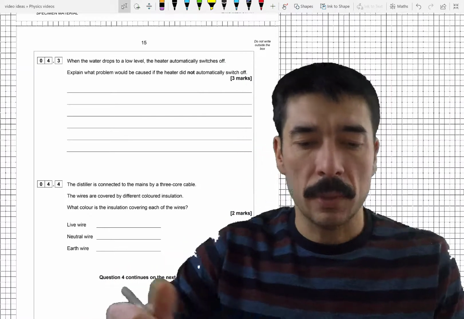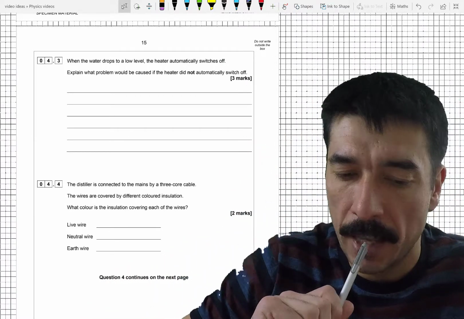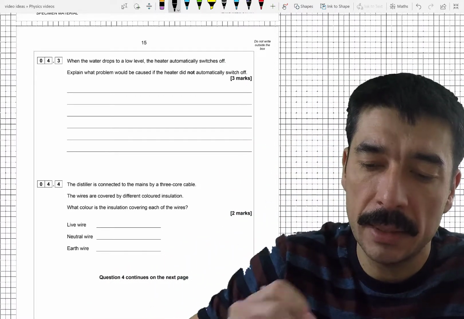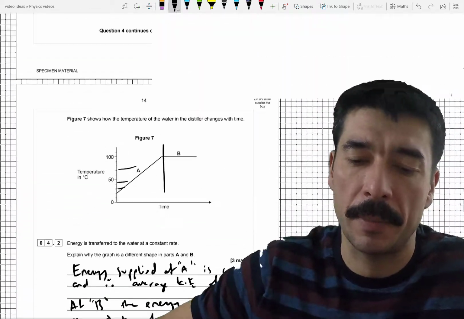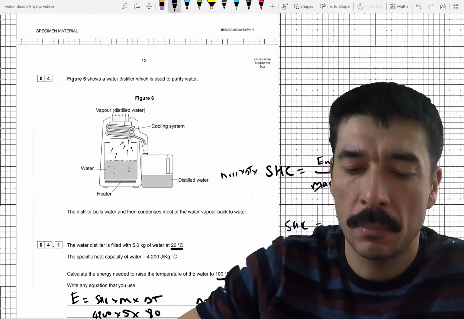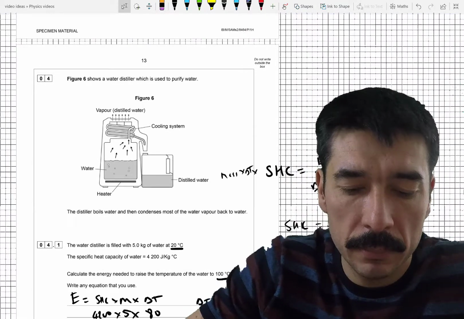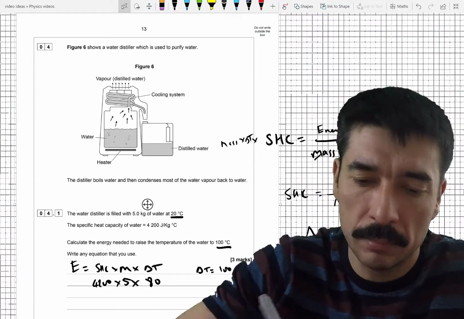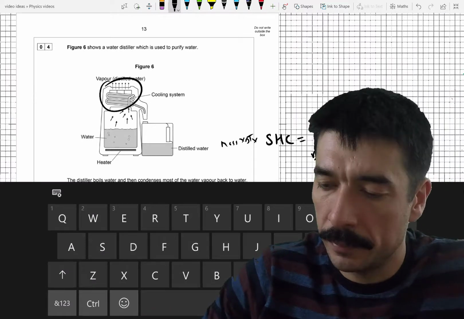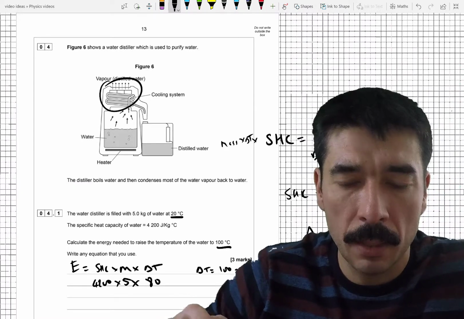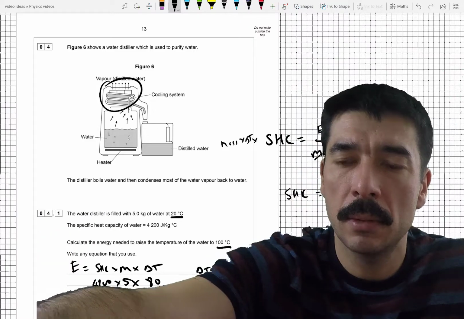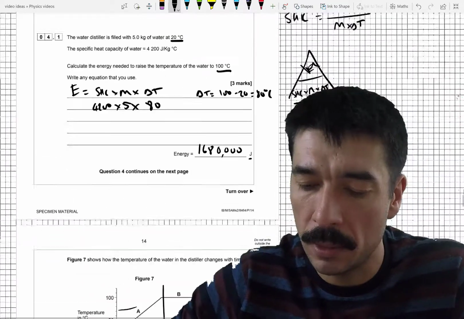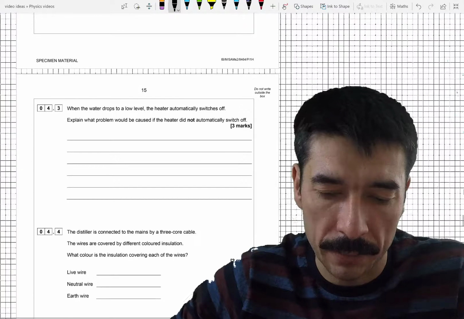When the water drops to a low level, the heater automatically switches off. Explain what problem would be caused if the heater did not automatically switch off. Right, well, let's go back and look at the picture. It's basically a kettle, right? It's a kettle with some gubbins on top here. Okay? What would happen if you let your kettle continue boiling even after there was no water left over?